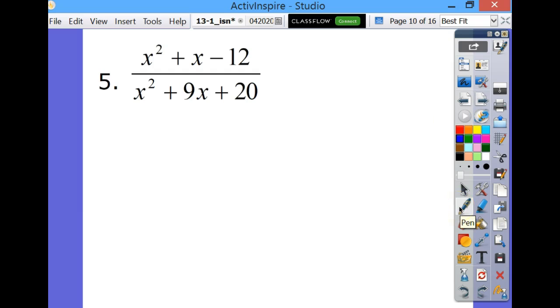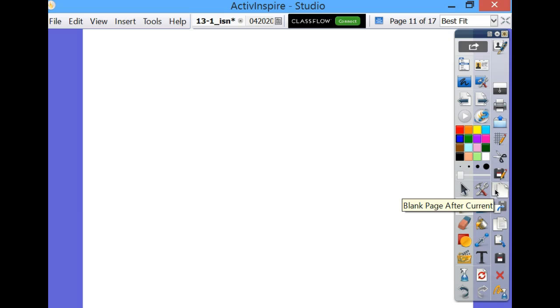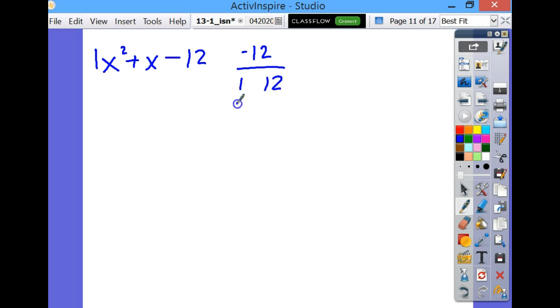Okay, on this one, I have a trinomial on top and a trinomial on the bottom. I'm going to have to factor both of those trinomials. Oh no, do you remember how to factor trinomials? So over here on your scratch piece of paper, x squared plus x minus 12. This is first times last, -12. The factors of 12 are 1 and 12, 2 and 6, 3 and 4.